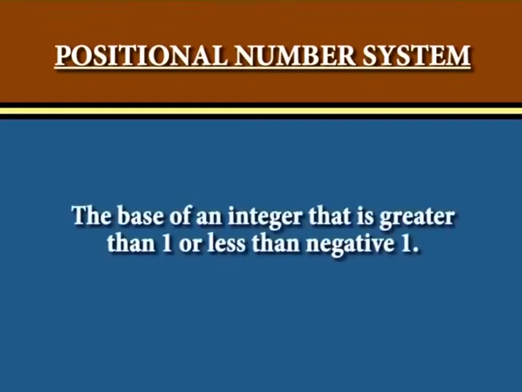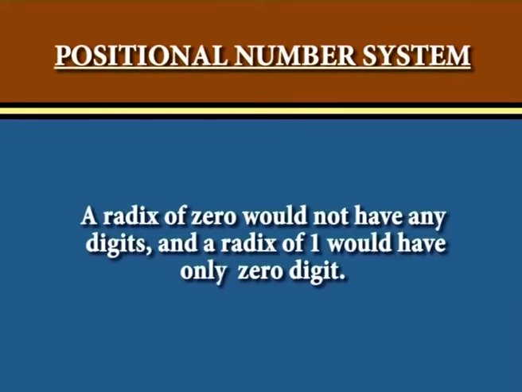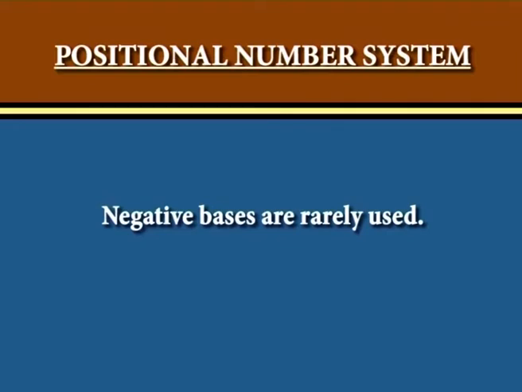The base or radix is usually the number of unique digits, including zero, that a positional number system uses to represent numbers. The base is an integer that is greater than 1 or less than negative 1, because a radix of 0 would not have any digits, and a radix of 1 would have only the zero digit. Negative bases are rarely used. In a system with negative radix, numbers may have many different possible representations.